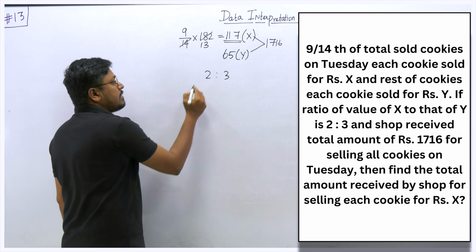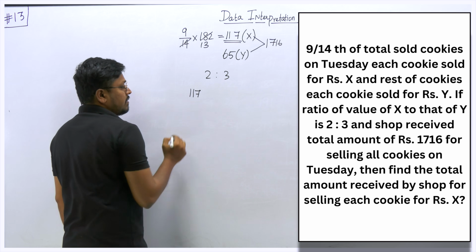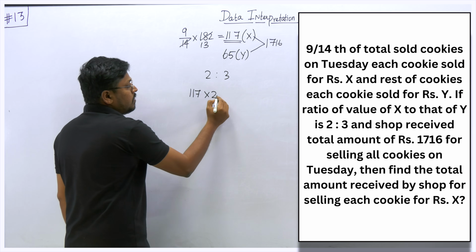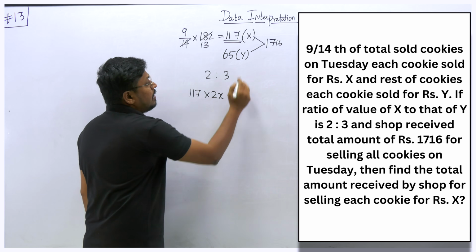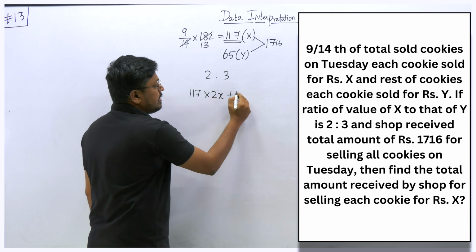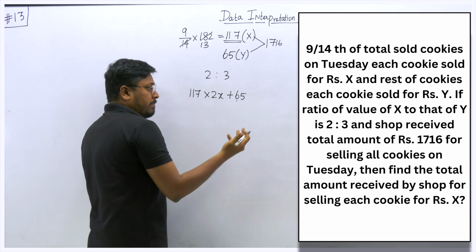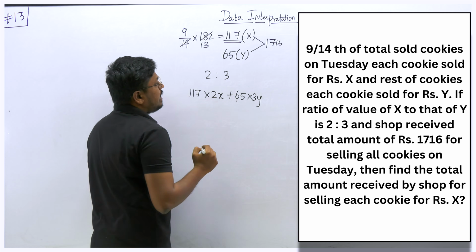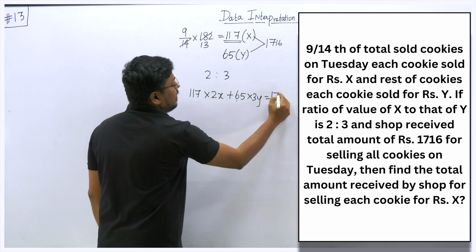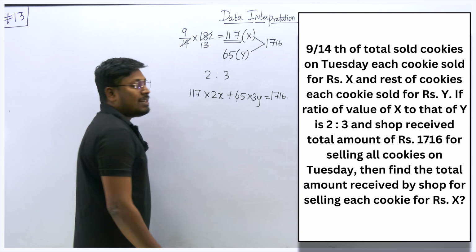Which means this 117, right? 117 into 2x, let me take it as 2x, plus the remaining cookies 65. So 65 will be the second part of cookies, the remaining cookies, into 3y, equals the total amount, which is 1716. So friends, understood or not, right?